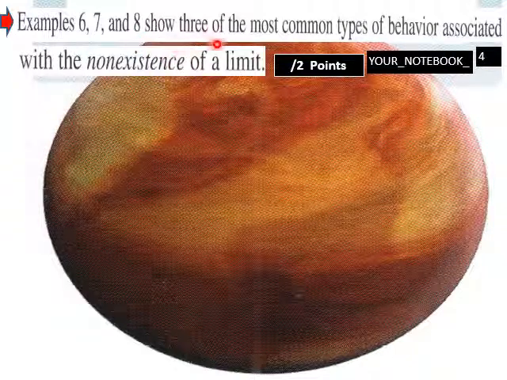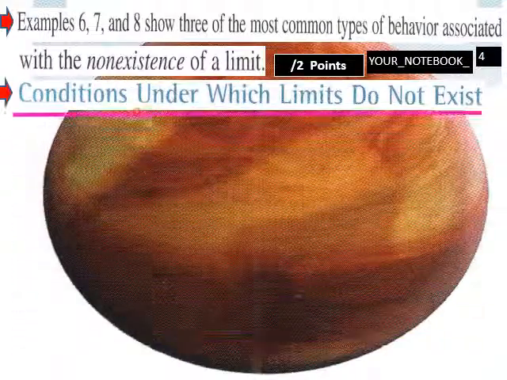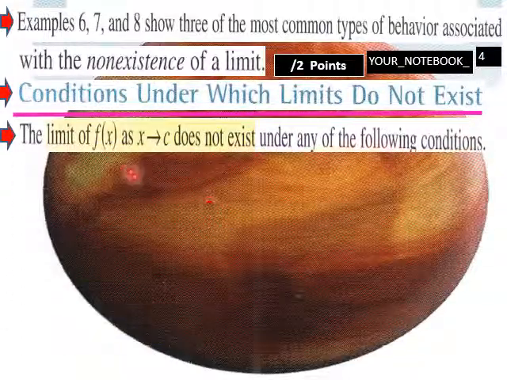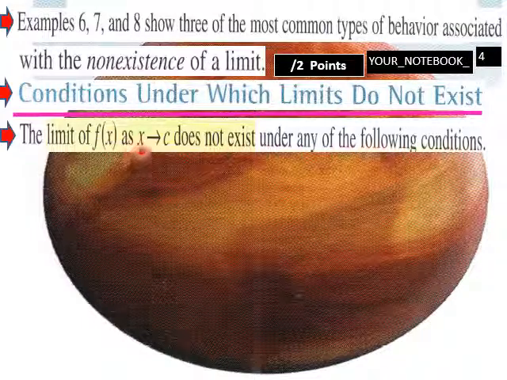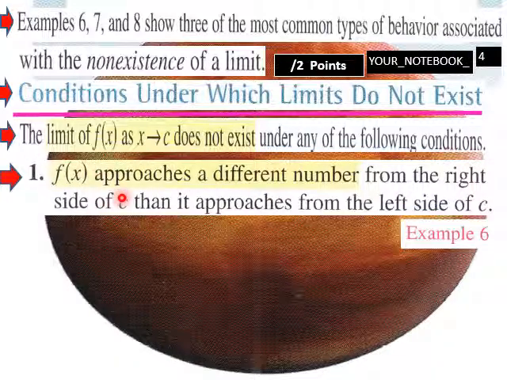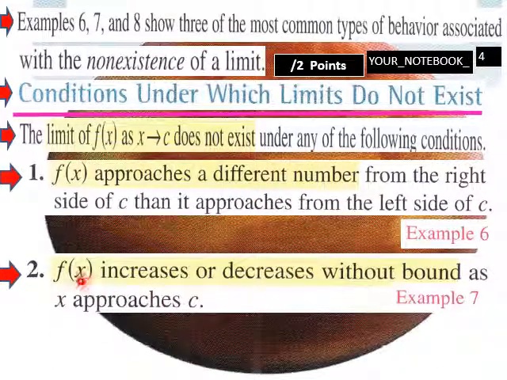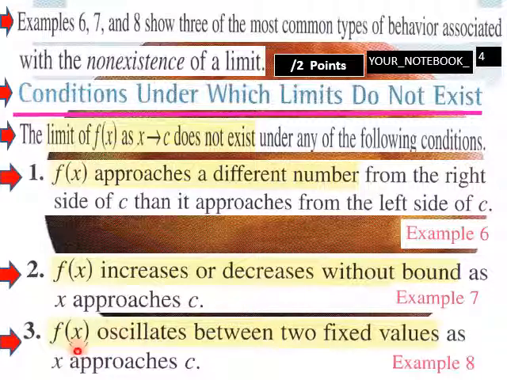Examples 6, 7, and 8 show 3 of the most common types of behavior associated with the non-existence of a limit. Conditions under which limits do not exist: the limit of f of x as x approaches c does not exist under any of the following conditions. First, f of x approaches a different number from the right side of c than it approaches from the left side of c. We saw that in example 6. Second, f of x increases or decreases without bound as x approaches c. We saw that in example 7. And third, f of x oscillates between two fixed values as x approaches c, and we just saw that in example 8.